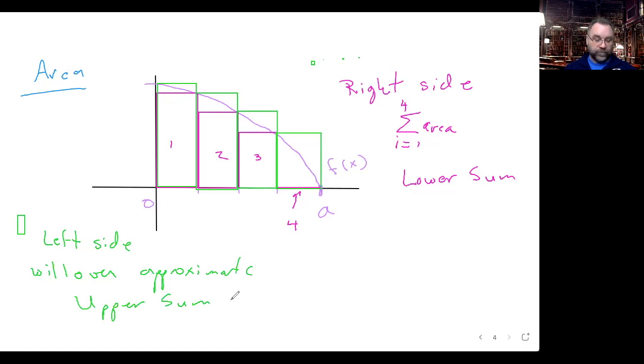Why did the left sum over approximate and the right sum under approximate on this particular function that I drew? Well, it did so because the function is decreasing, right? In your head, you could probably imagine, don't worry, I'm going to draw it in a second. You won't have to imagine for long. What would happen if that function was increasing? It would swap, right? Of course it would.